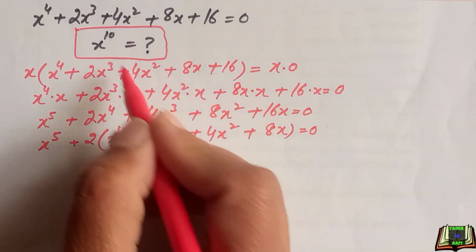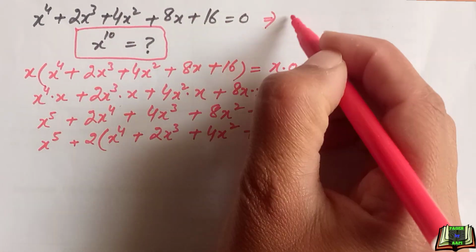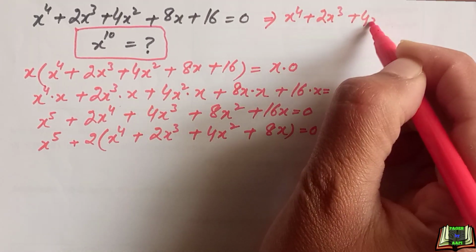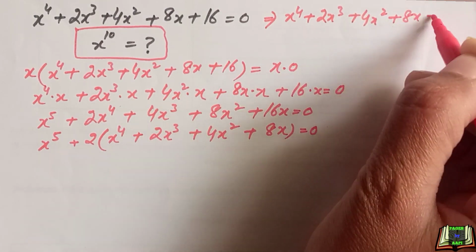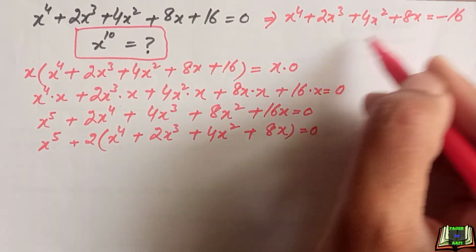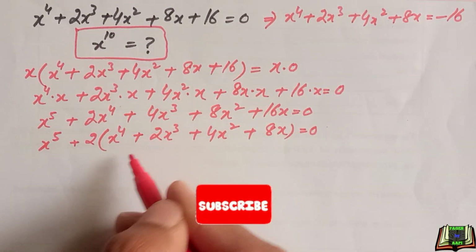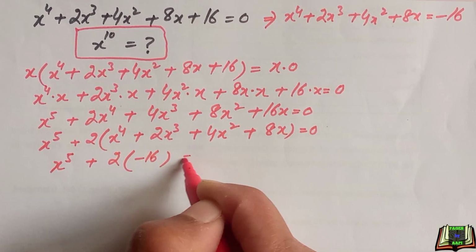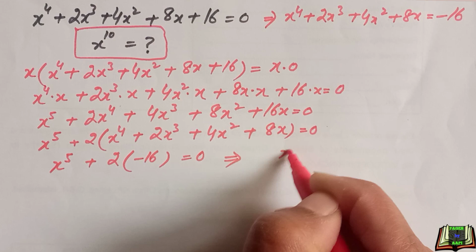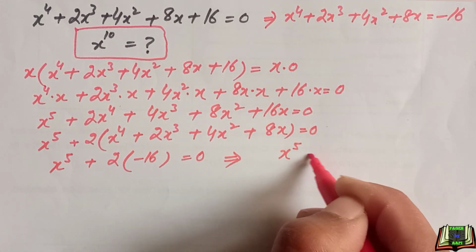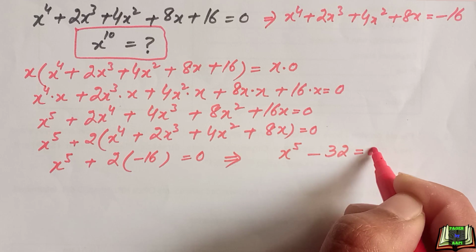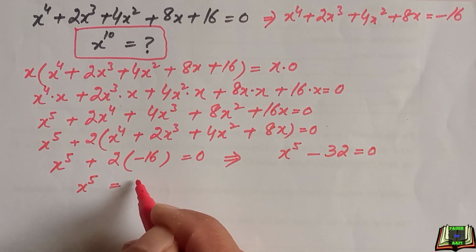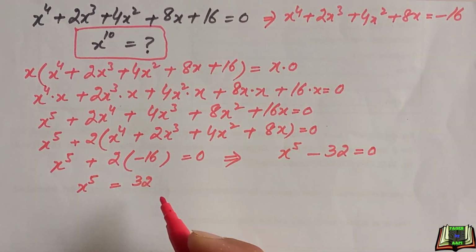If we look at this equation, we can say that x raised to power 4 plus 2x cubed plus 4x square plus 8x, and if we take this 16 to the right hand side it will become negative. So using this value we can put this value here, which is equal to minus 16. x raised to power 5 plus minus 16 times 2 is 32. If we take 32 to the right hand side it will become positive. x raised to power 5 is equal to 32.